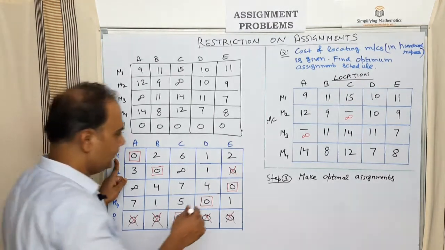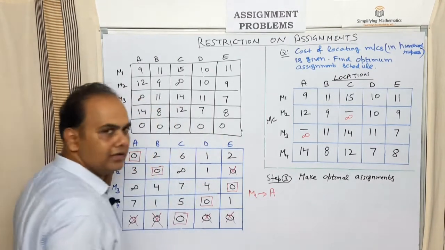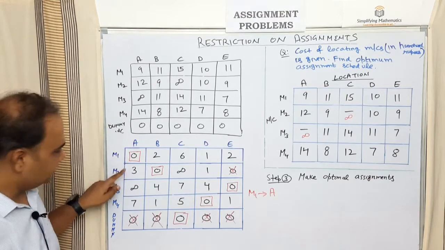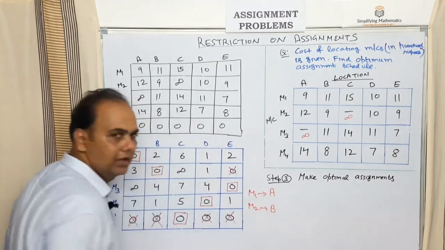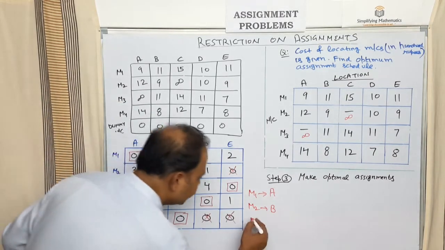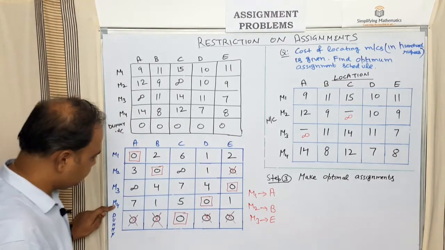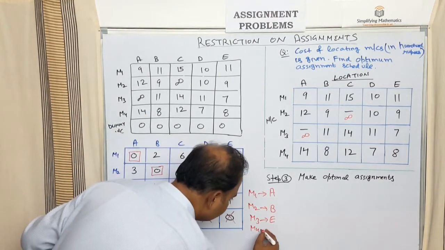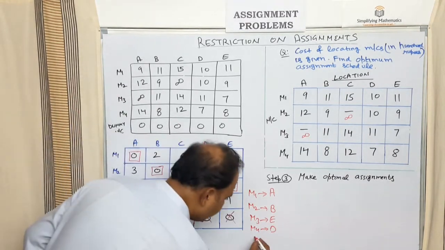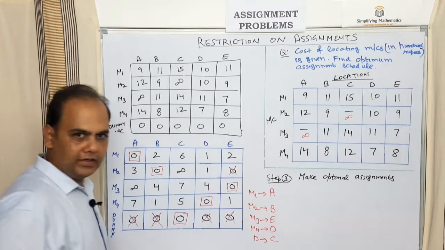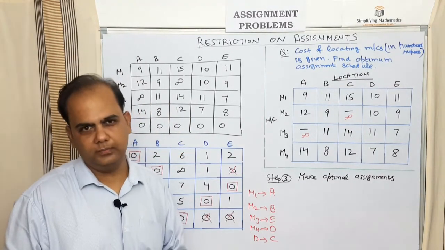Now what is the optimal solution? Machine M1 should be located at location A. Machine M2 should be located at location B. Machine M3 should be located at location E, and machine M4 should be located at location D. The dummy machine will be located at location C. This is the optimal assignment schedule by which the total cost will be minimized.